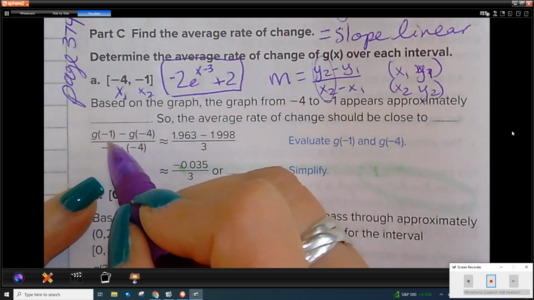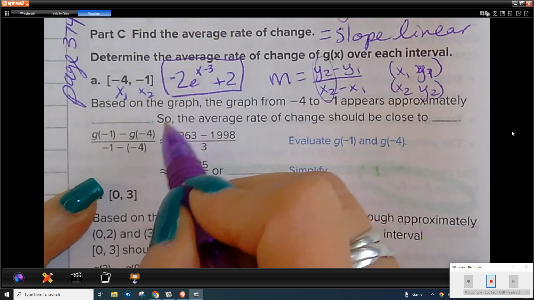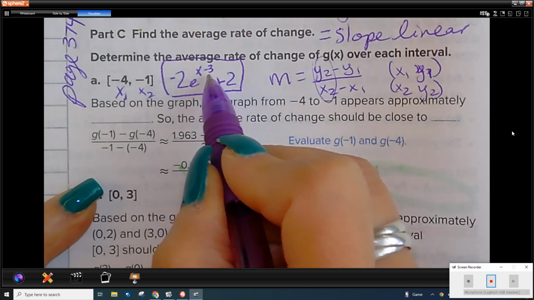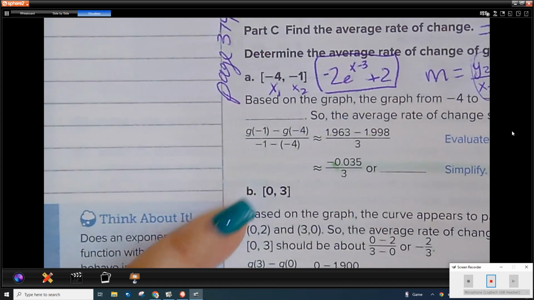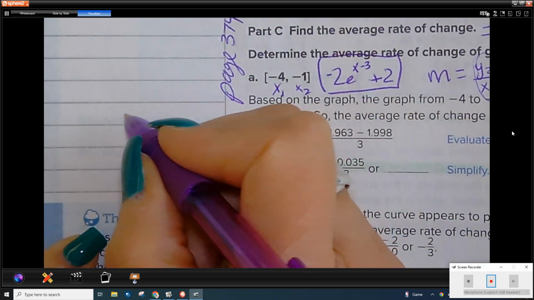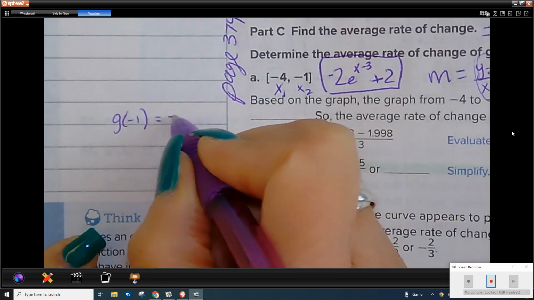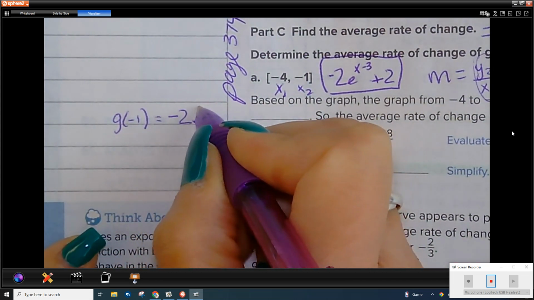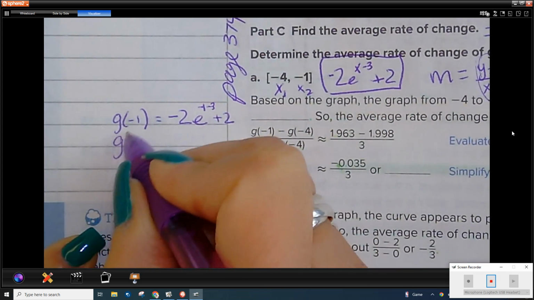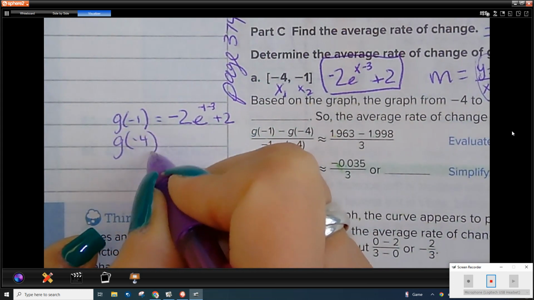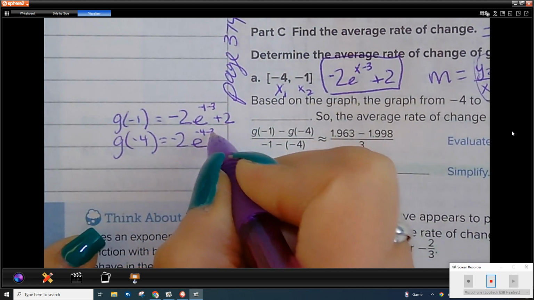Okay, so this g of -1, they put in -1 here. G of -4, they put in -4 and get these two values. So I'm going to rewrite it over here on the left to show you what this means. G of -1 is -2 e, instead of x, you put -1 minus 3 plus 2. And g of -4 is -2 e, instead of x, you put -4 minus 3 plus 2.